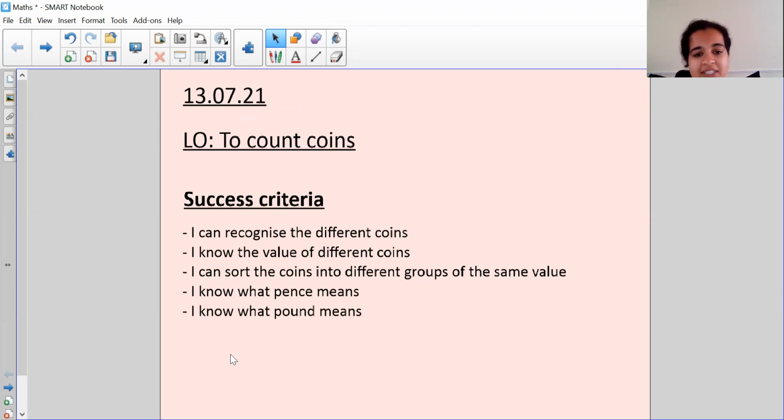In order to be successful today, we need to be able to recognize the different coins, know the value of them because each of the coins has a different value. They're worth different amounts. We need to be able to sort the coins into different groups. And then finally, do we know what pence and pound means?